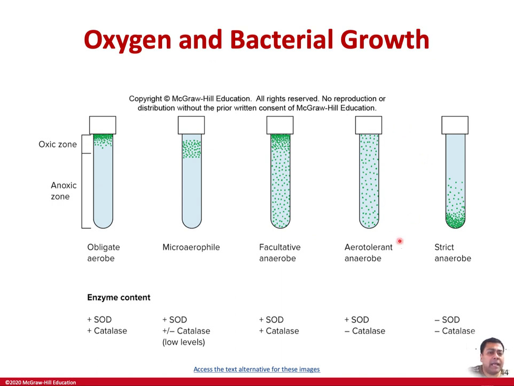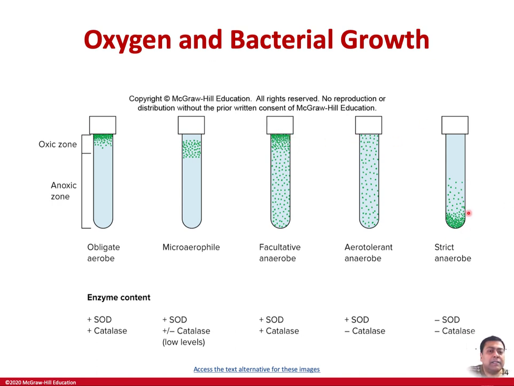The next one is an aerotolerant anaerobe. No matter whether they are growing in presence or absence of oxygen, they have a uniform growth all throughout. So there is no effect of oxygen, whether it is present or absent. They are going to grow in both conditions equally. They do not utilize oxygen for their growth. That's why it is not dark at the very top.